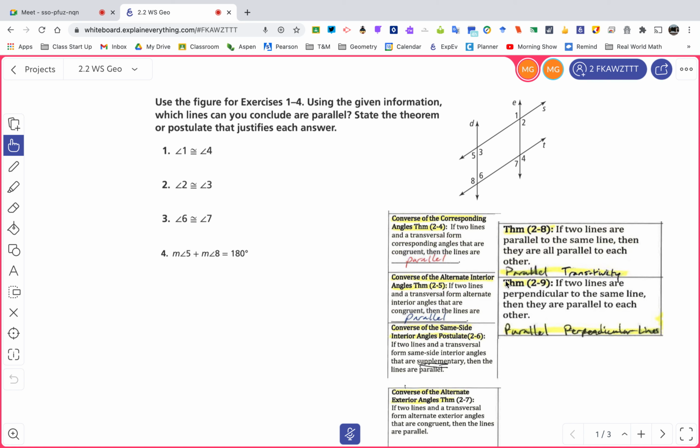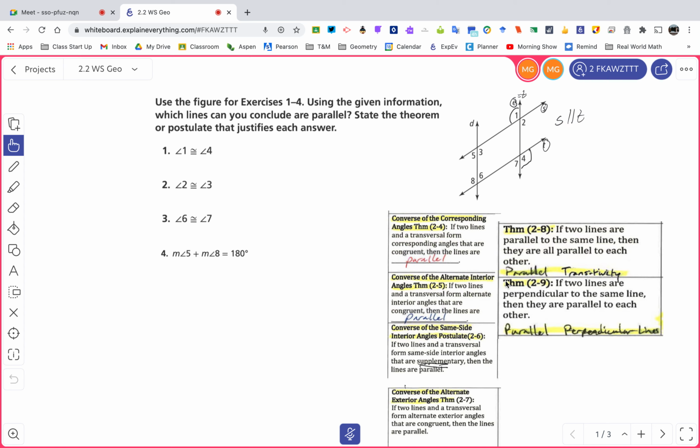So what you're doing for these ones is literally just trying to justify by looking at the angles. It says angle 1 and angle 4 are congruent. For number 1, you have to figure out which theorem tells you that. If we were using E as our transversal, and S and T as the lines we're trying to prove parallel, so we're trying to prove S is parallel to T.